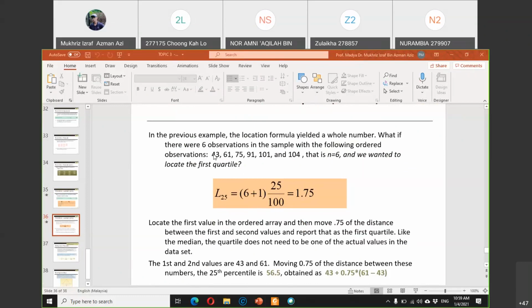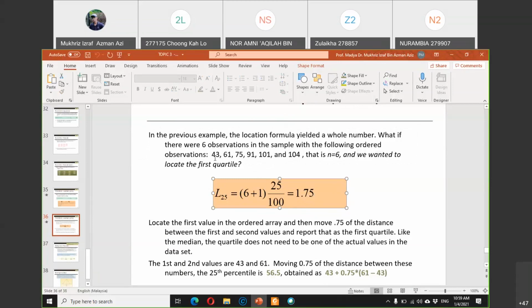So here the book gives you 6 new observations already arranged from smallest to highest, 43, 61 until 104. Okay, which is n equals 6. So you want to calculate the 25th percentile. The same procedure applies: n plus 1, there are 6 observations, so 6 plus 1 multiplied by 25 over 100. So you get 1.75. So 1.75 means the 1.75th value.